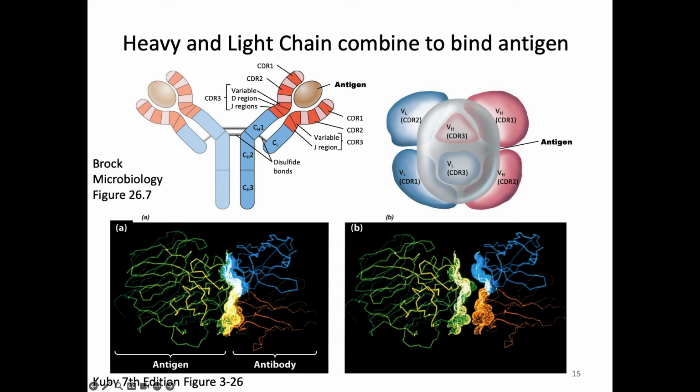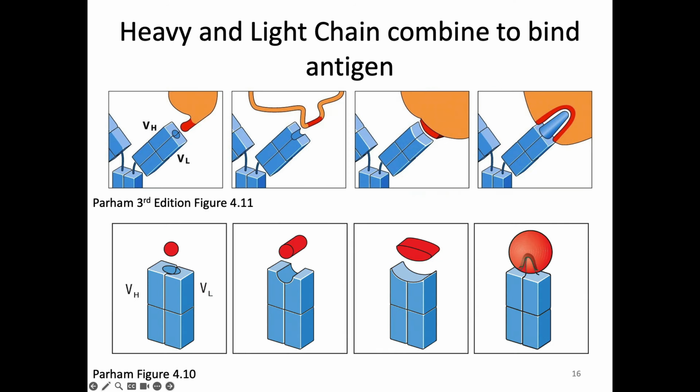So I've already basically told you this on that previous slide, but the heavy chain and the light chain actually combine to form the antigen-binding site. This is just another version of this, showing you that what happens is the heavy chain and light chain come together, making some kind of three-dimensional structure that is complementary to the antigen.